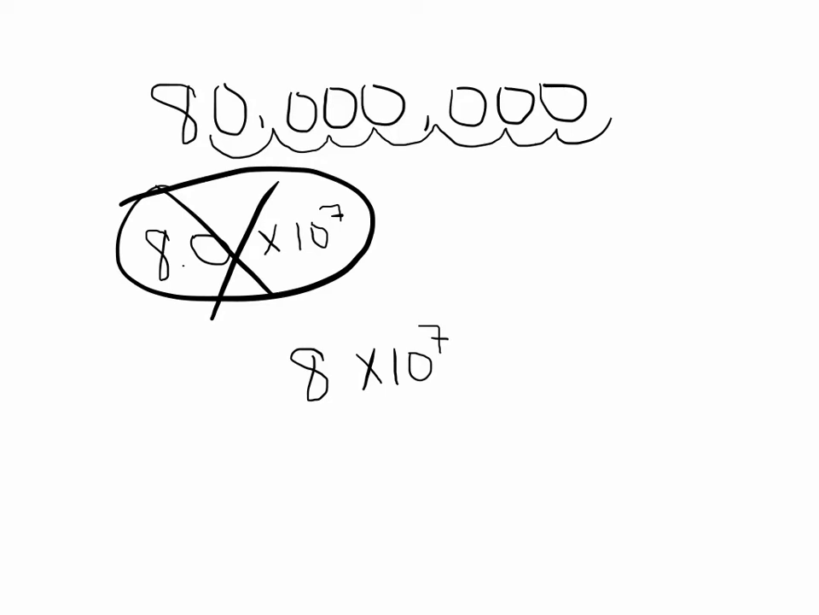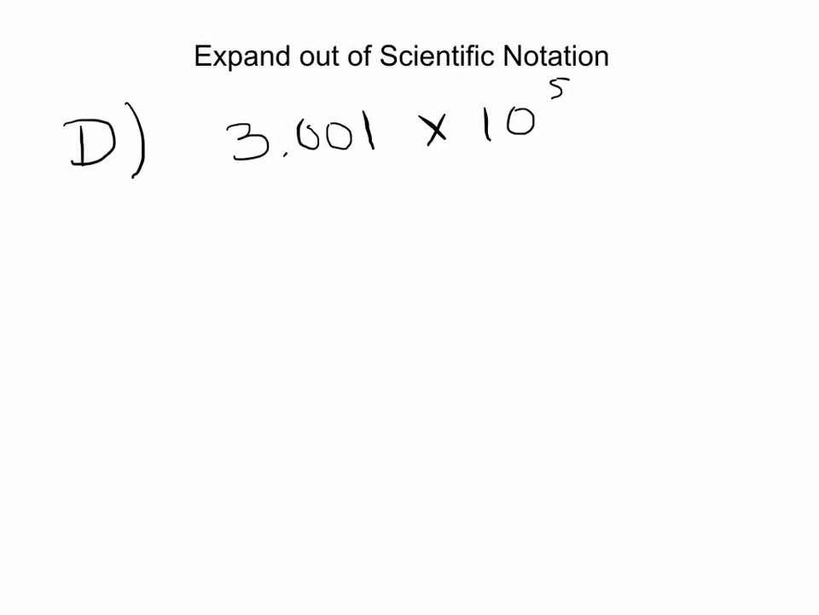expanding from scientific notation. Now we're going to expand out of scientific notation form. We have 3.001 times 10 to the 5th. First thing you should notice is that the exponent is positive. That means that we're going to be expanding into a greater number, or to a large number.